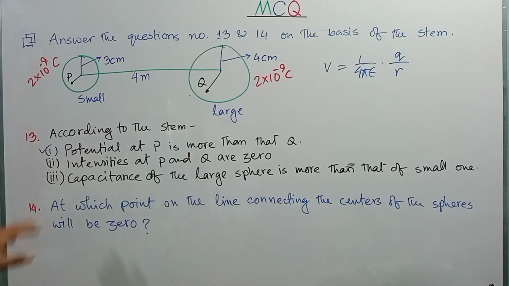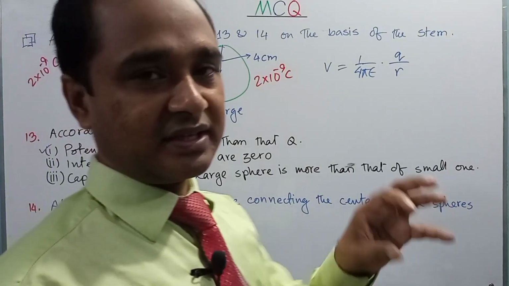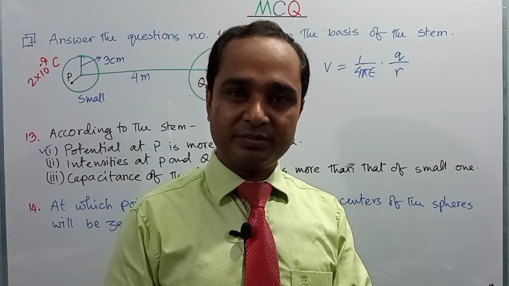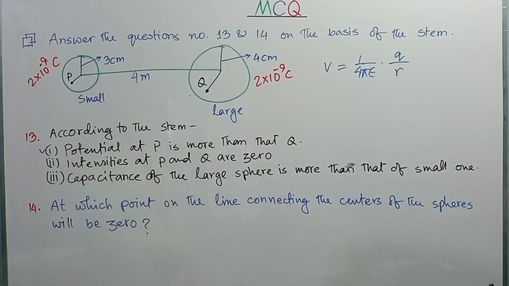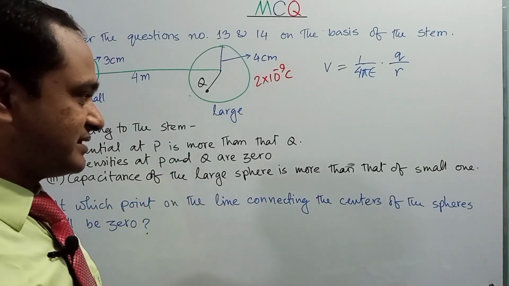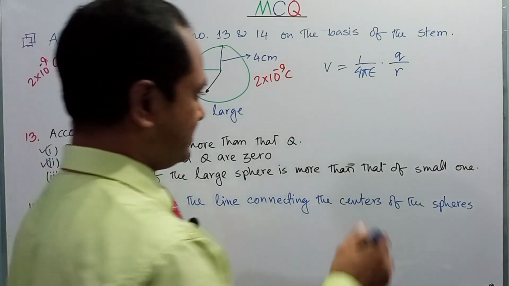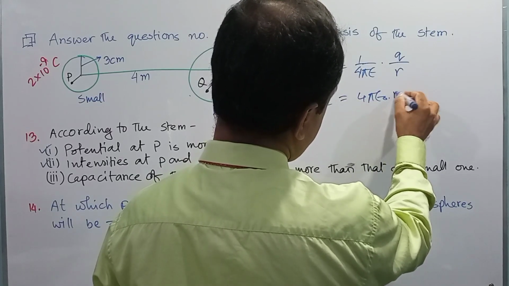And the second option, they said that intensity at point P and Q are 0. You know the intensity at a point inside a sphere will be 0. So here P and Q both are inside of the two spheres. So intensity in both points will be 0. This option also is correct. In the last option, they said that capacitance of the large sphere is more than that of the smaller sphere. You know capacitance of a sphere C is equal to 4 pi epsilon naught R.